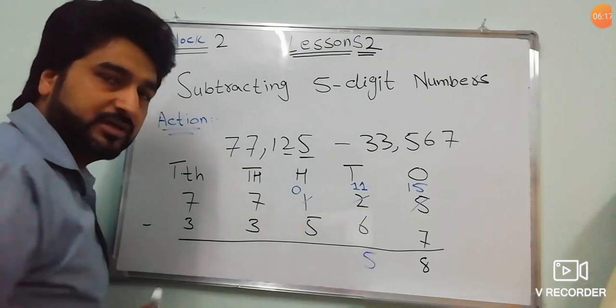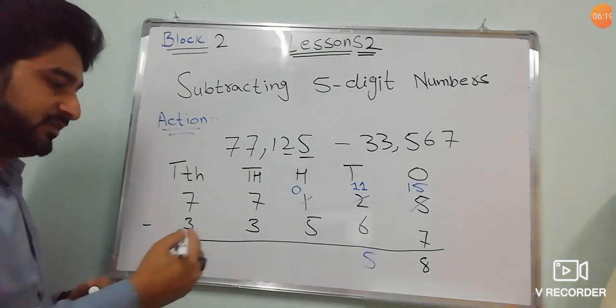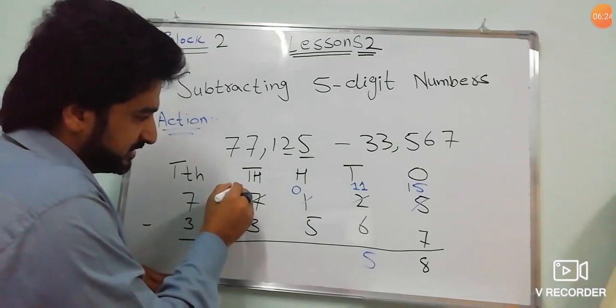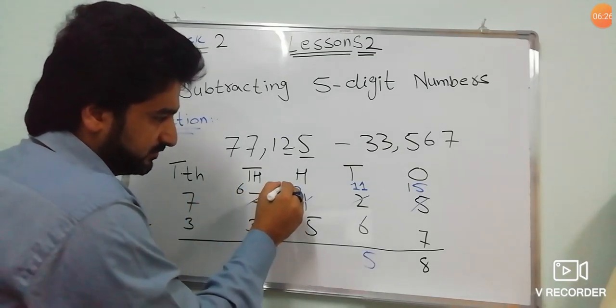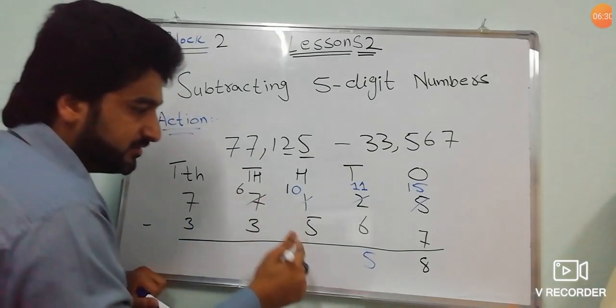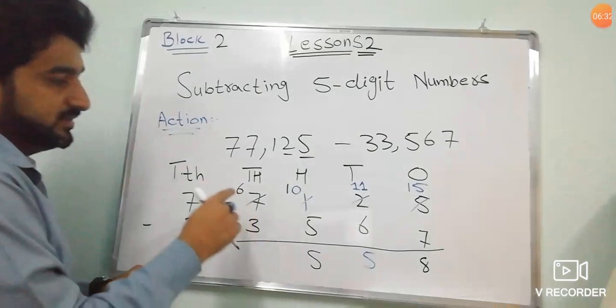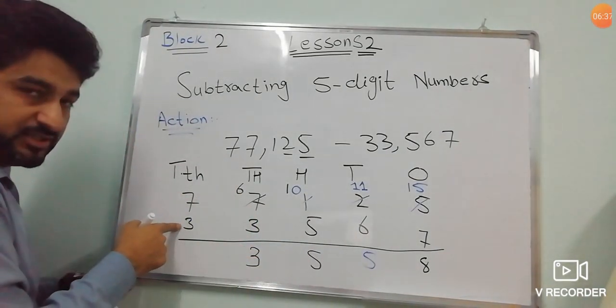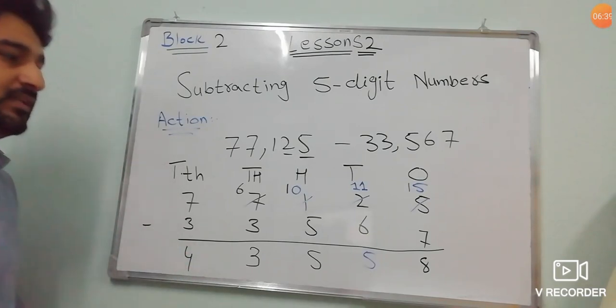0 is a smaller number and 5 is a bigger number. You cannot subtract that. So again, you have to take a borrow from here. If you're taking a borrow from here, this will become 6 and this will become 10. So from 10 you can subtract 5. 10 minus 5 is 5. Like this. 6 minus 3 is 3. 7 minus 3 is 4. This is your final answer.